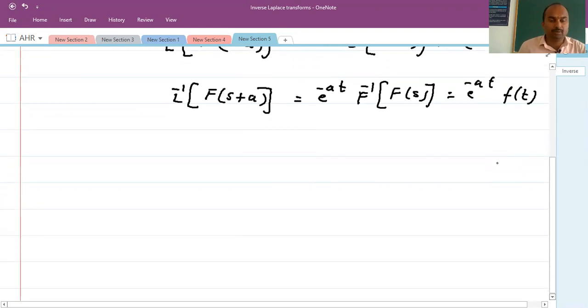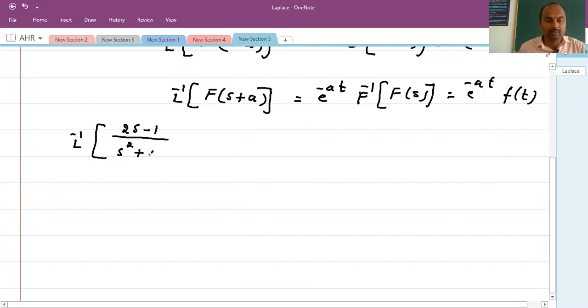So I will take up the inverse Laplace transform of, find the inverse Laplace transform of 2s minus 1 by s square plus 4s plus 29. So the denominator we have to consider is s square plus 4s plus 29.